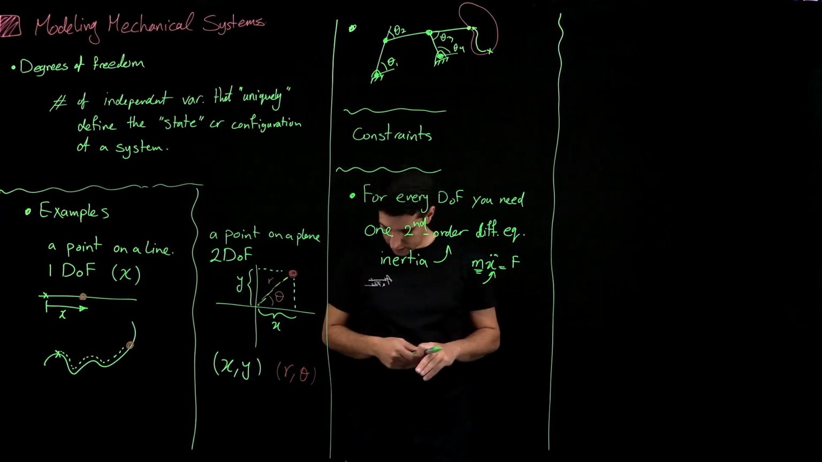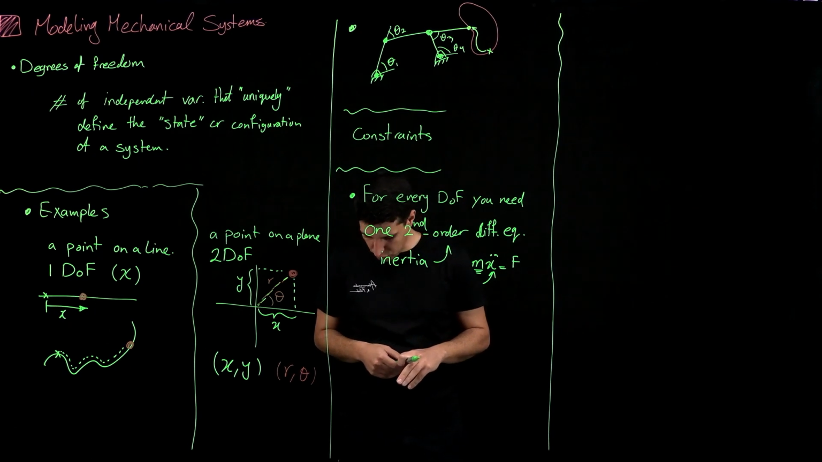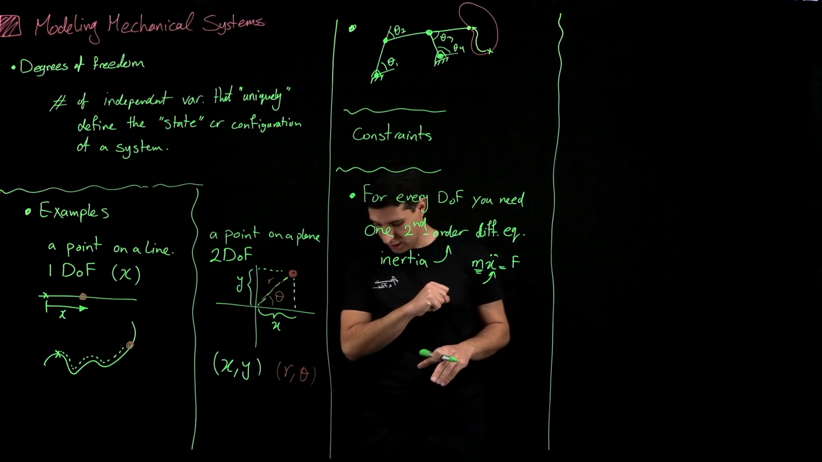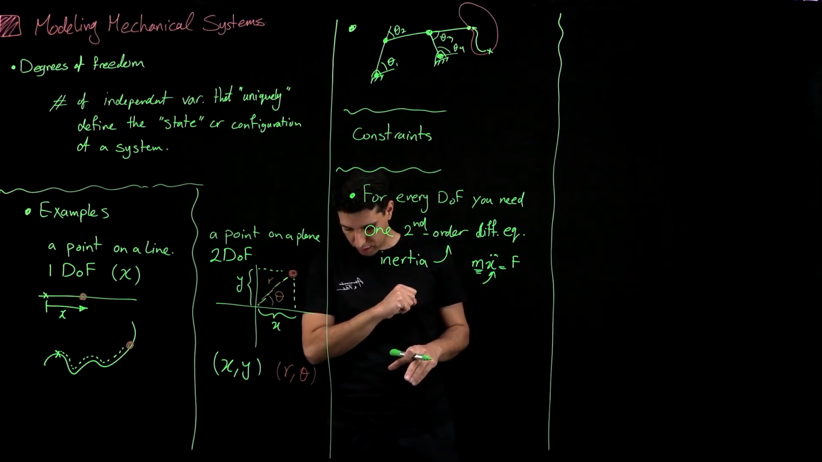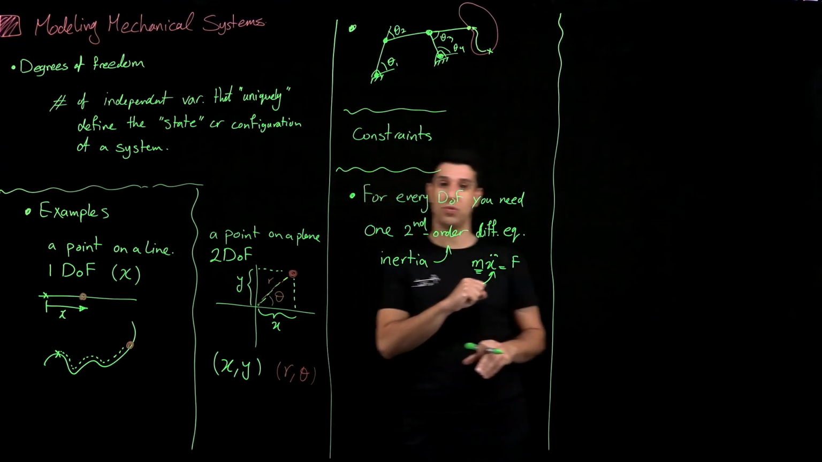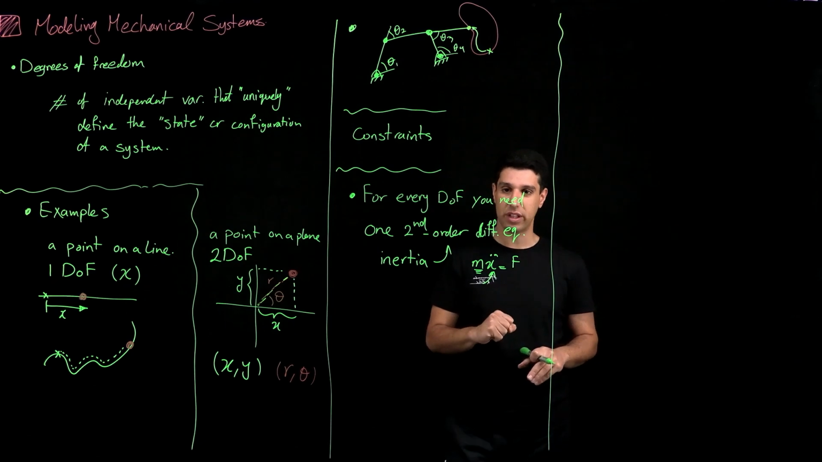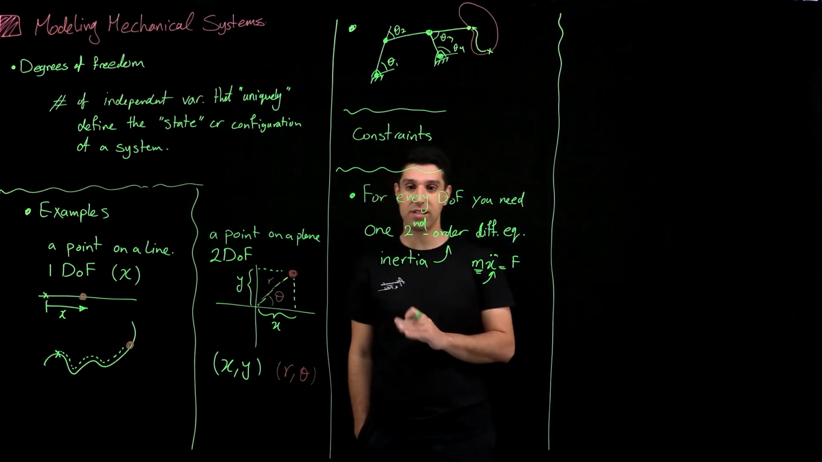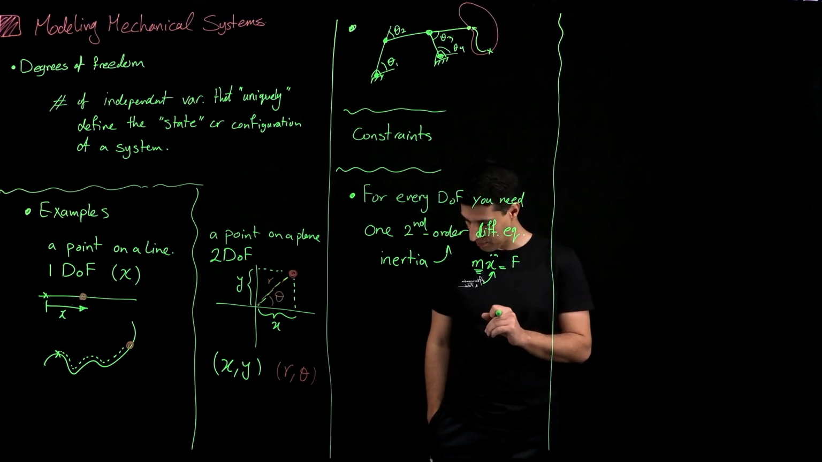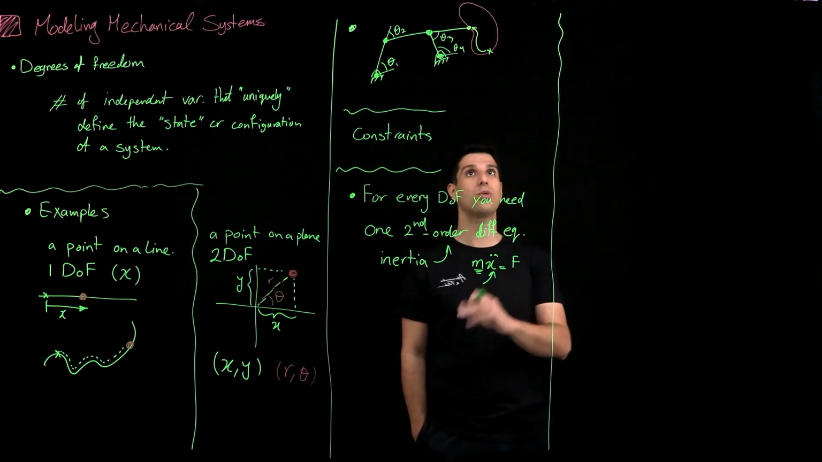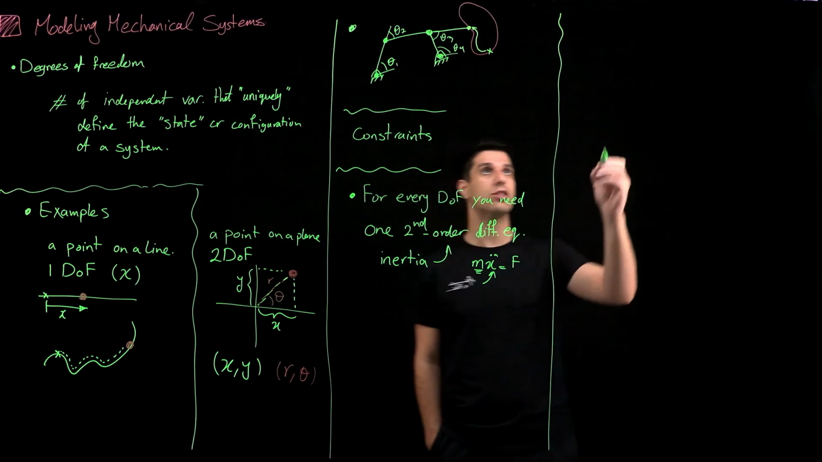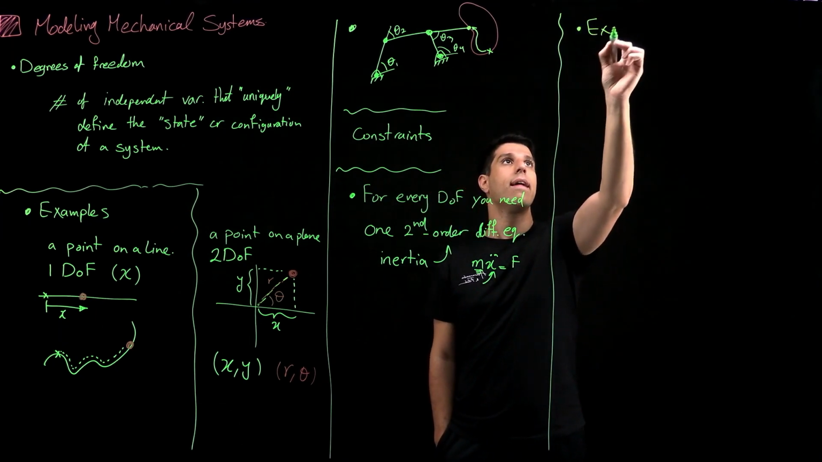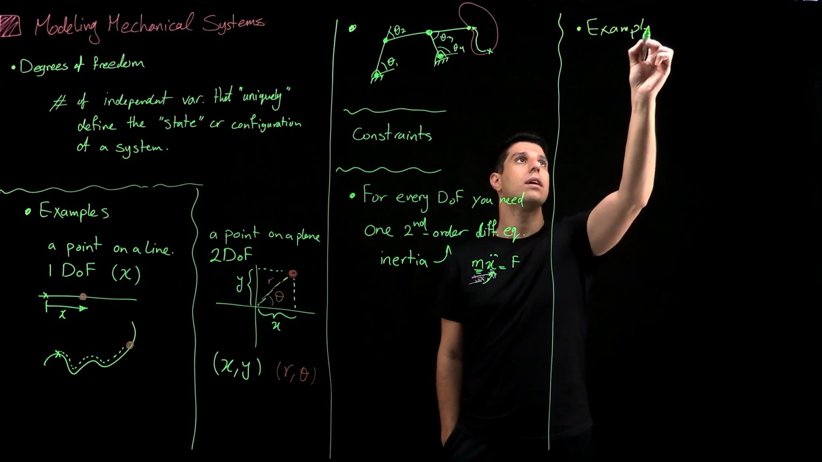All right, so I'm going to show a few examples, and I'm just going to write the solutions without going into details of why these systems have certain degrees of freedom. Think about it and try to convince yourself why it is true. So some examples.